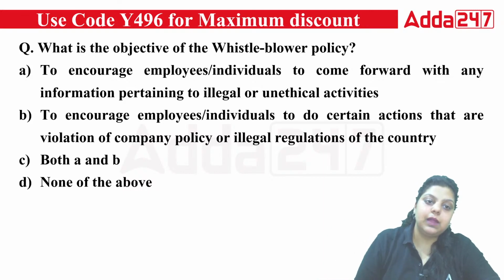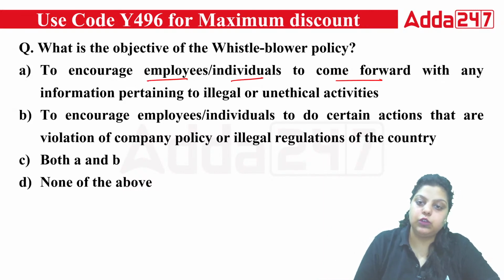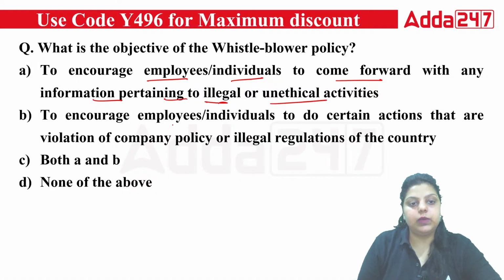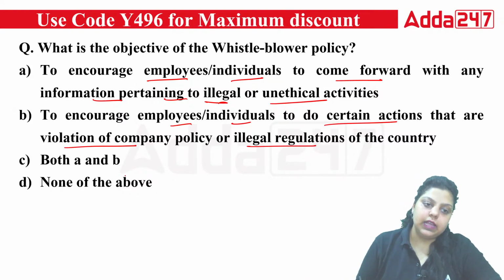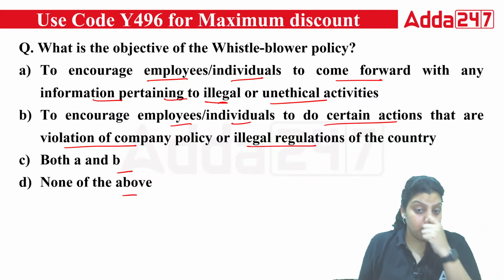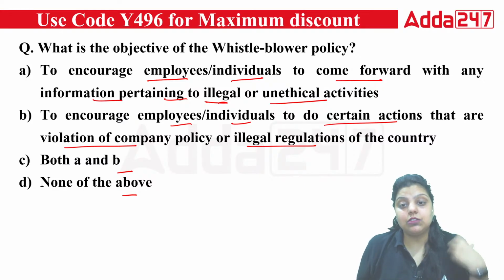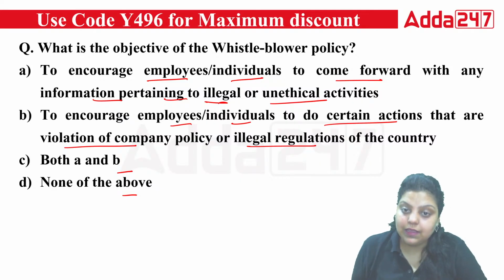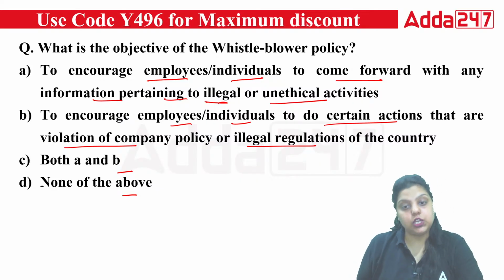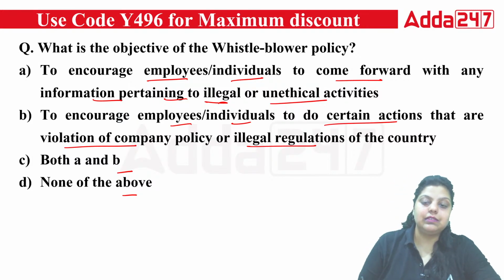So the first option is saying to encourage the employees or individuals to come forward with any information pertaining to illegal or unethical activity. Second, to encourage employees or individuals to report actions that are a violation of company policy or the legal regulation of the country. Third is saying A and B both. Fourth is saying none. So earlier I was afraid that I wouldn't share this information with anyone because there is a chance of risk to my life, for example. So now I can do it very easily because under this act I get protection from the public authority. So that's why the right answer will be C.